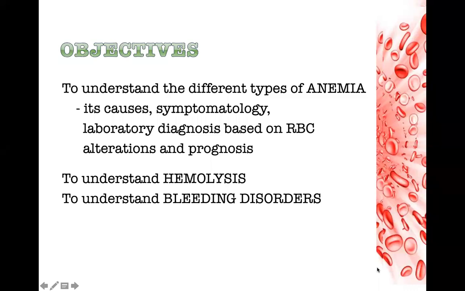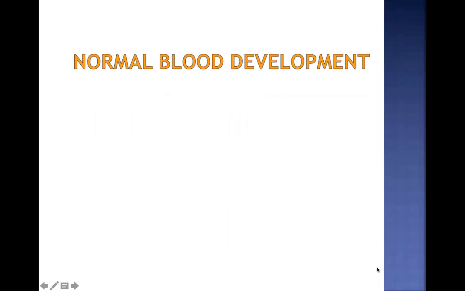So these are the objectives. First is to understand the different types of anemia, the causes, the symptomatology, the laboratory diagnosis based on RBC alterations, and prognosis. Also included in that would be the blood transfusion reaction.